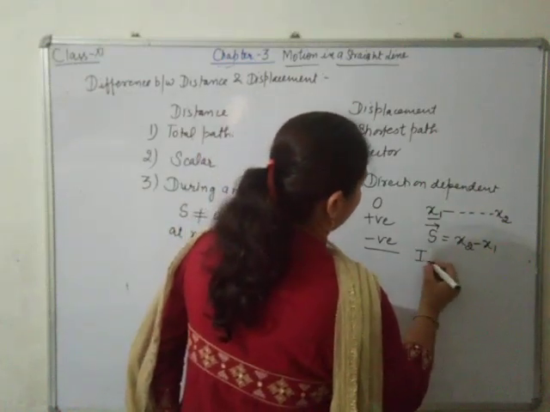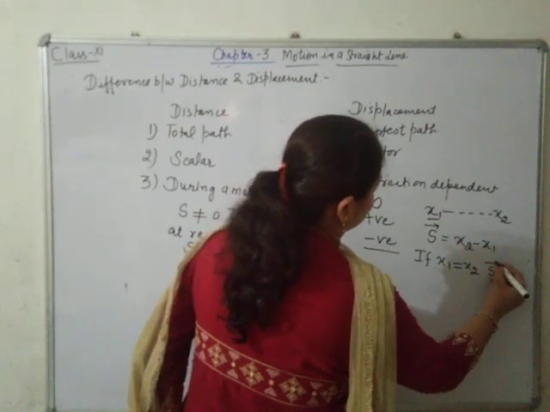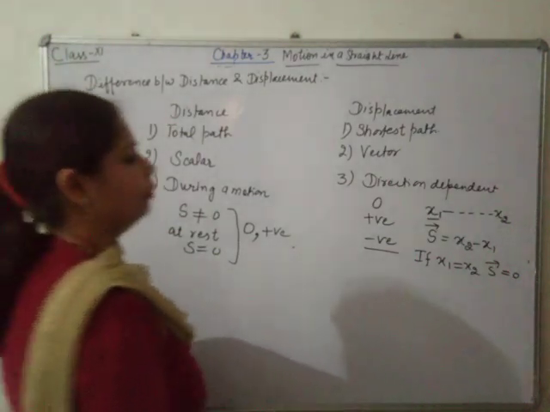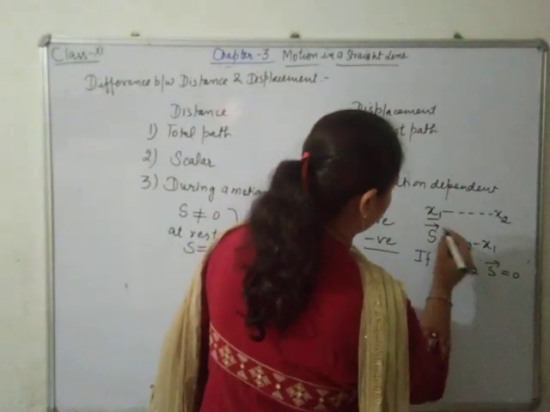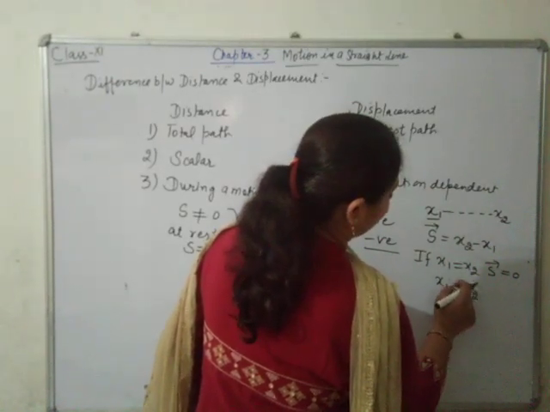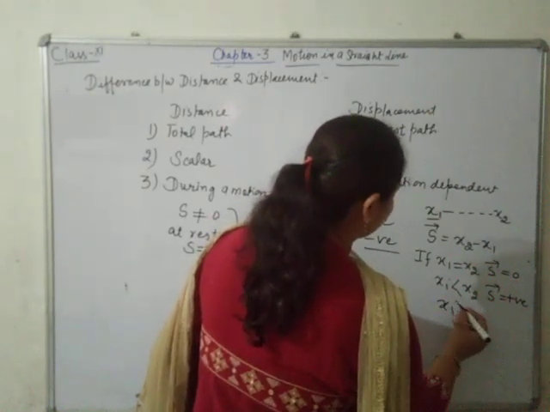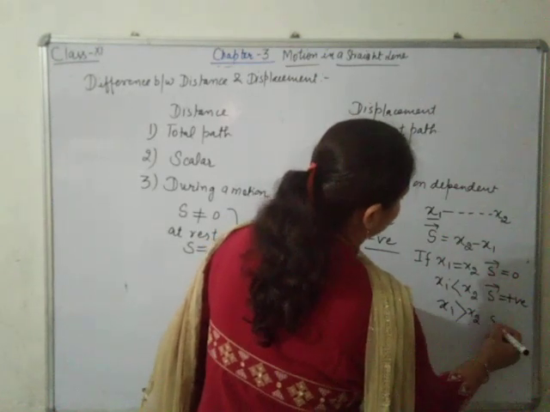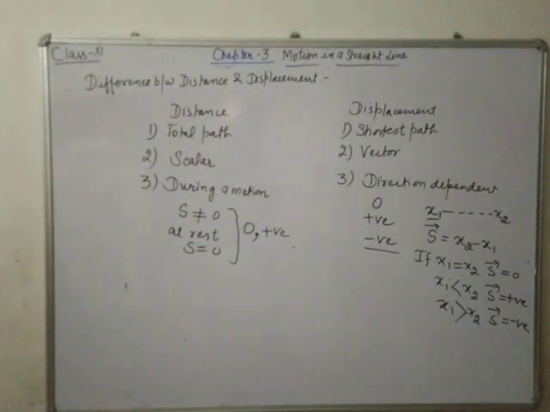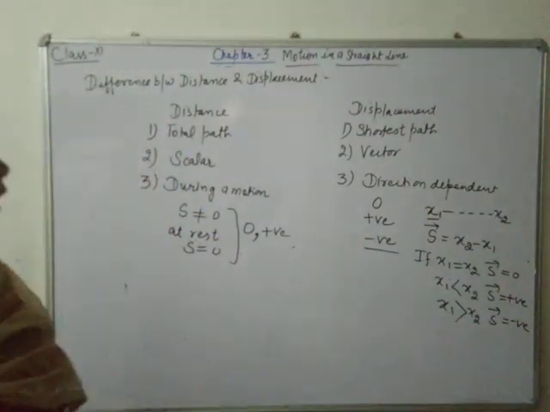So if x1 and x2 are equal, then displacement will be 0. If the final position and initial position are the same, displacement will be 0. If x1 is less than x2, x2 is greater, then displacement will be positive. But if x1 is more and x2 is less, then displacement will be negative. So displacement, being a vector quantity, can be 0, positive, or negative.